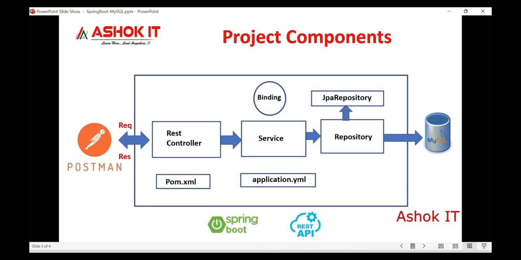The pom.xml file will be available to configure dependencies required for our application, like the MySQL driver, web starter, Lombok dependency, etc. We will have application.yml. That file is created in Spring Boot when we create a boot project. In that file, we will configure our data source properties, with which database we want to communicate. The database properties should be configured in our application. And finally, once the project development is completed, we will use the Postman tool to test our REST API. By using Postman, we can send HTTP requests.